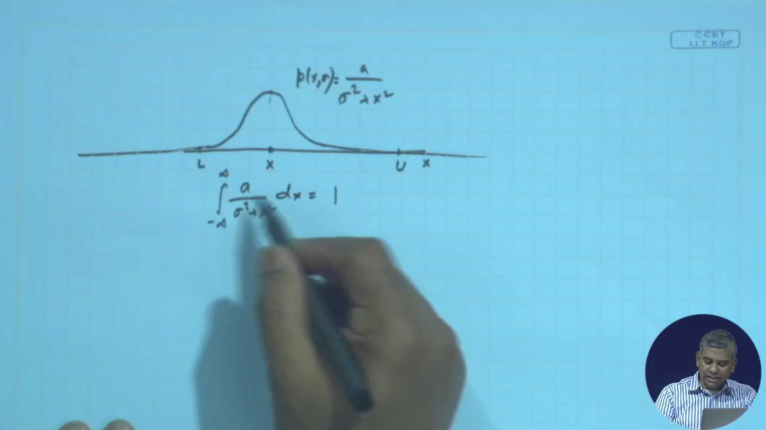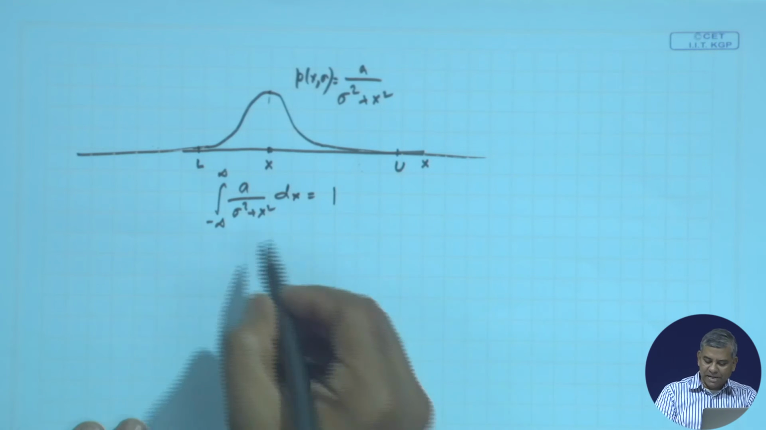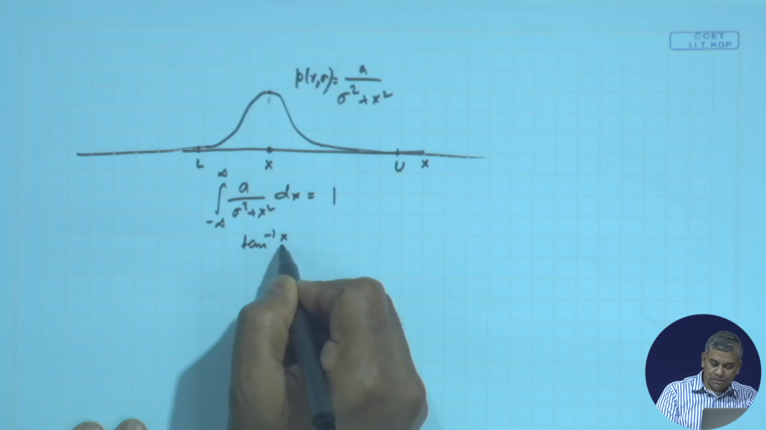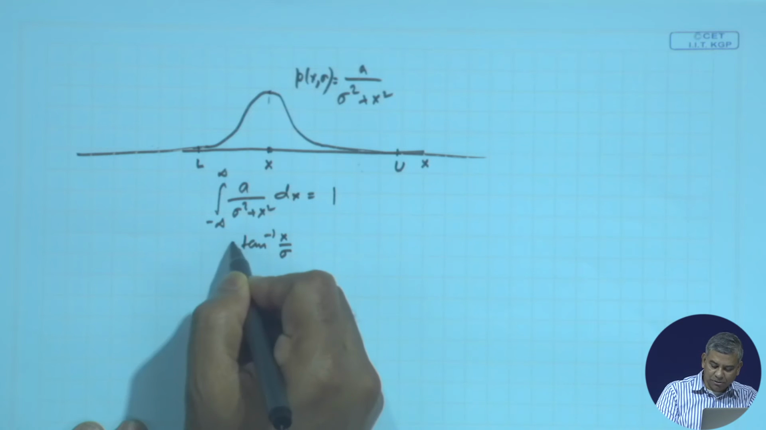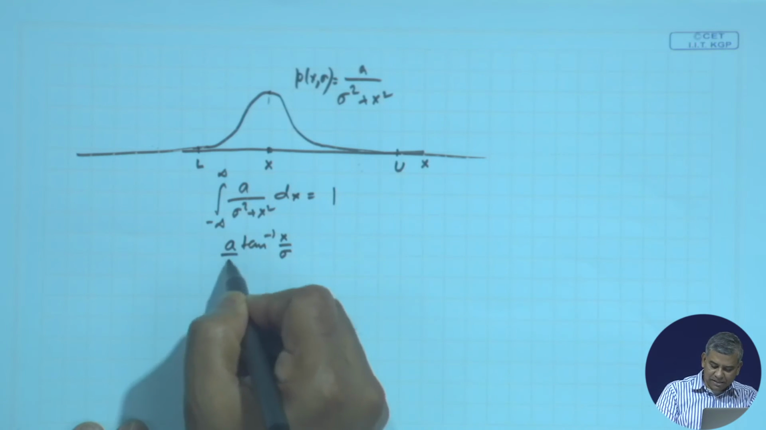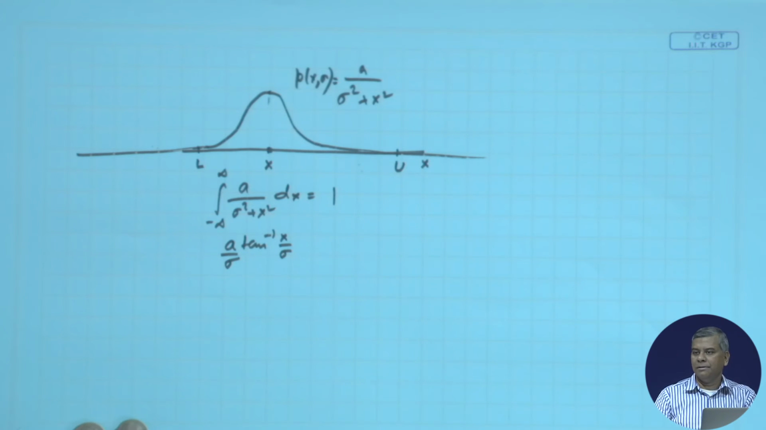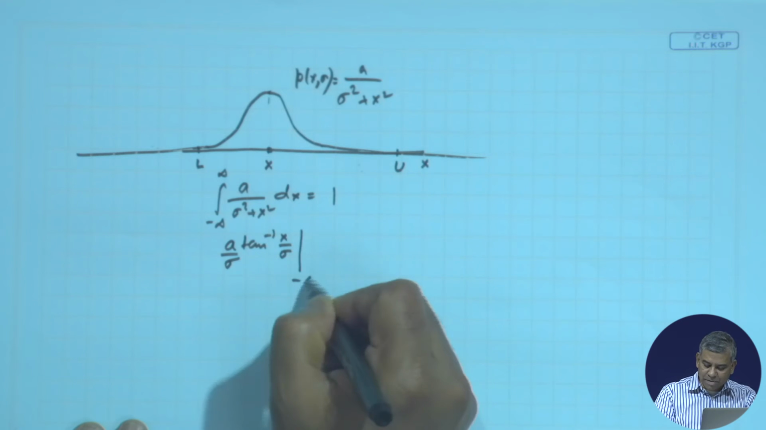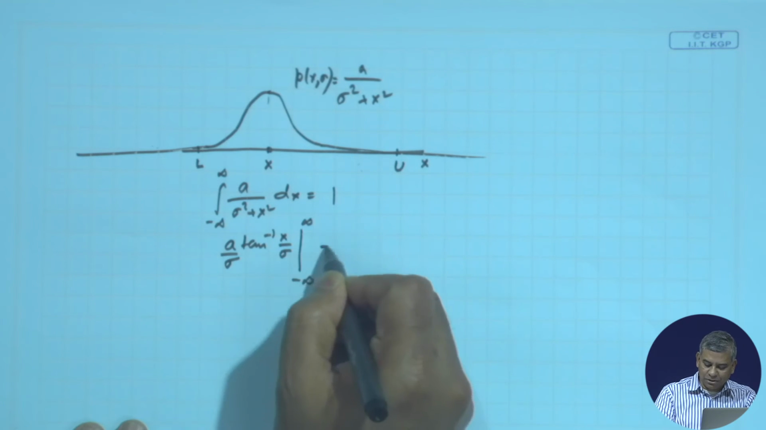So what is the integration of this function? Tan inverse x by sigma, and there will be a constant A here, and divide by sigma. This you can see from a standard book if you are a little confused. Then evaluate from minus infinity to plus infinity. That should be equal to 1.